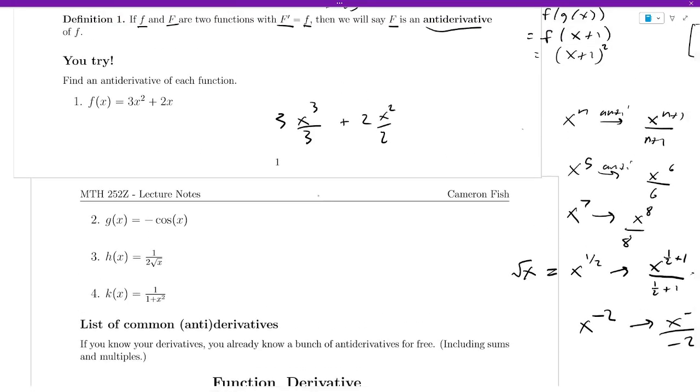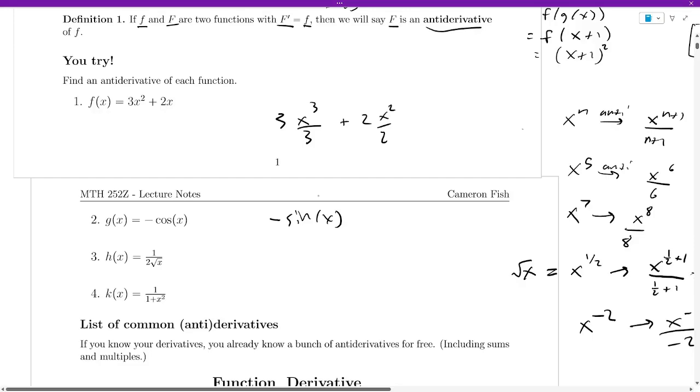So let's take a look at 2, 3, and 4. So for g, negative cosine, I basically just have to reference the trig rules that we mentioned above. I know that the derivative of sine is cosine, so the antiderivative of cosine better be sine. So the antiderivative of negative cosine better be negative sine. So not too much to say there, just double check the trig rules and make sure it makes sense to have the -1 out front.